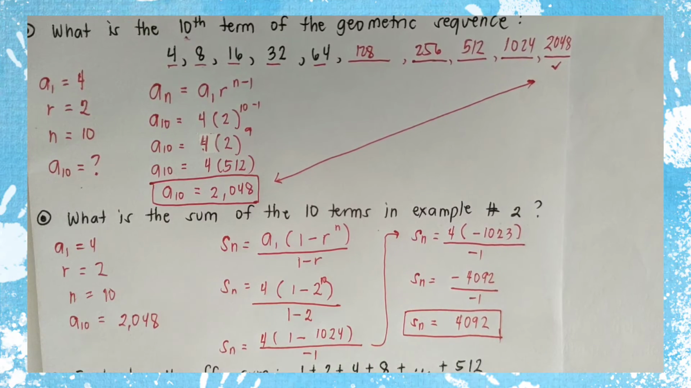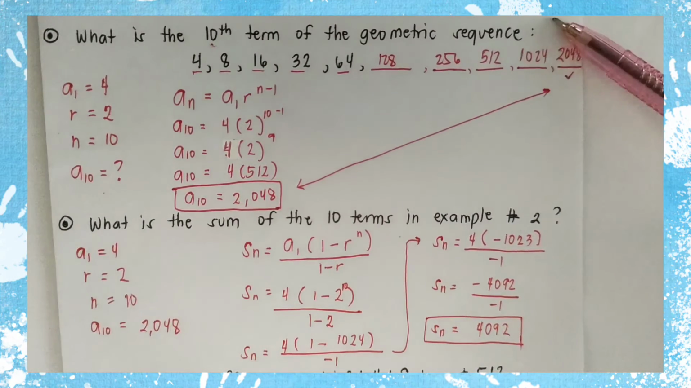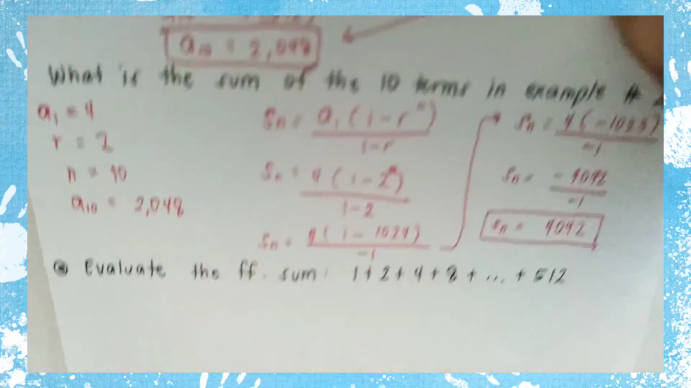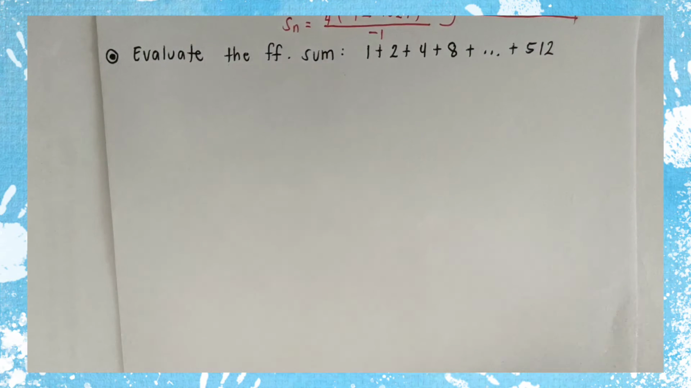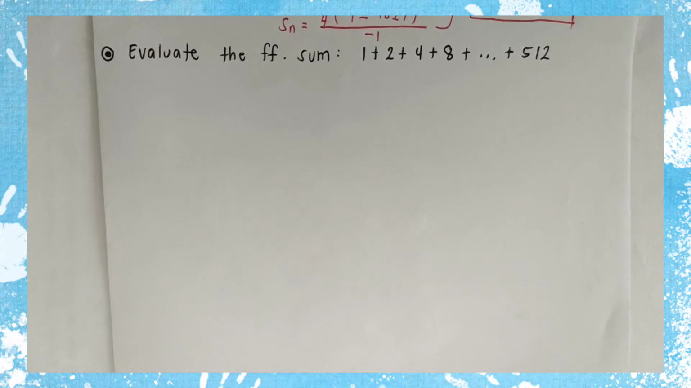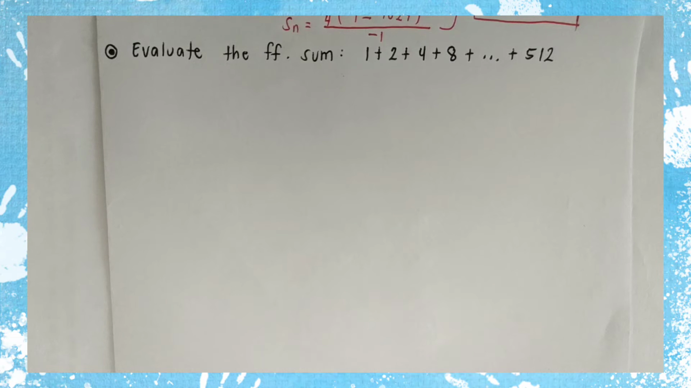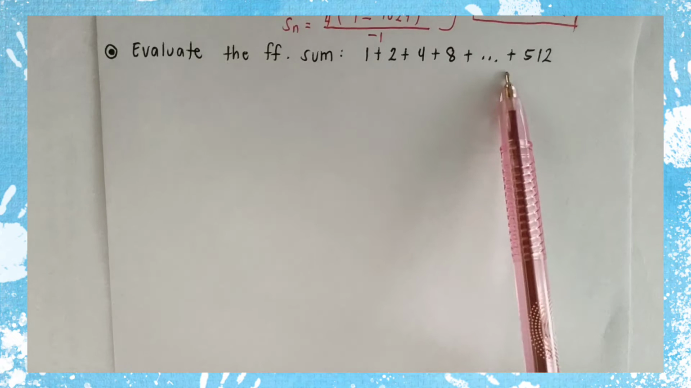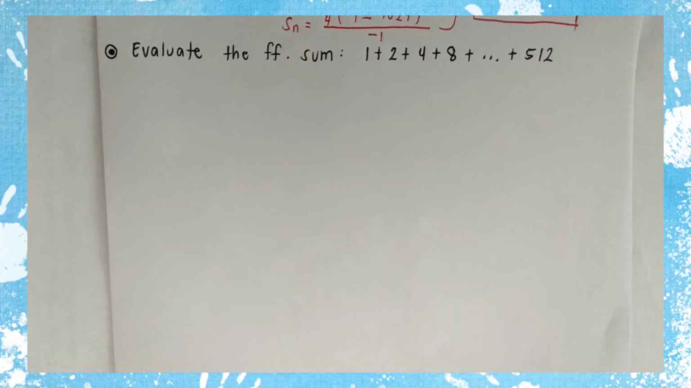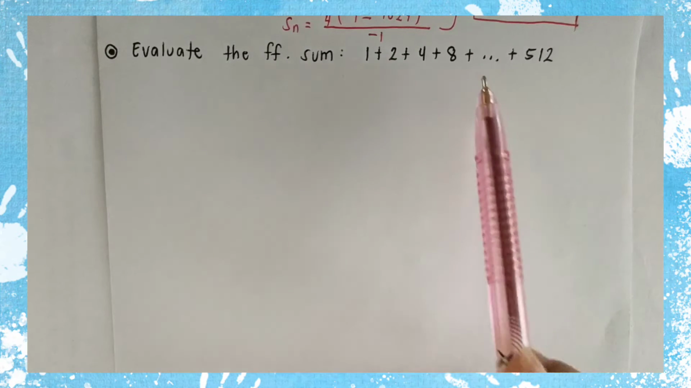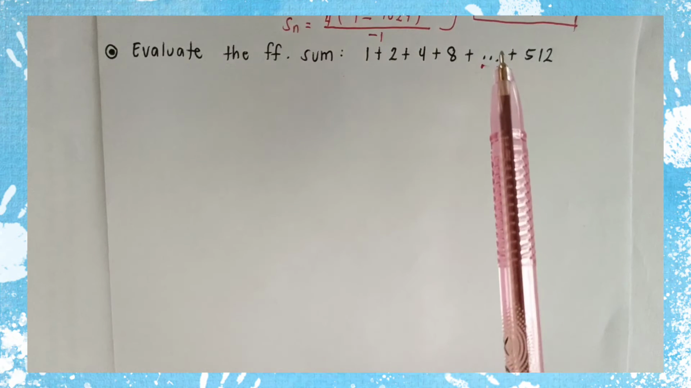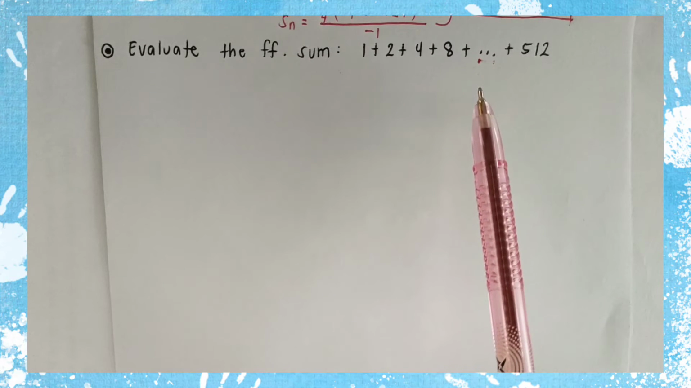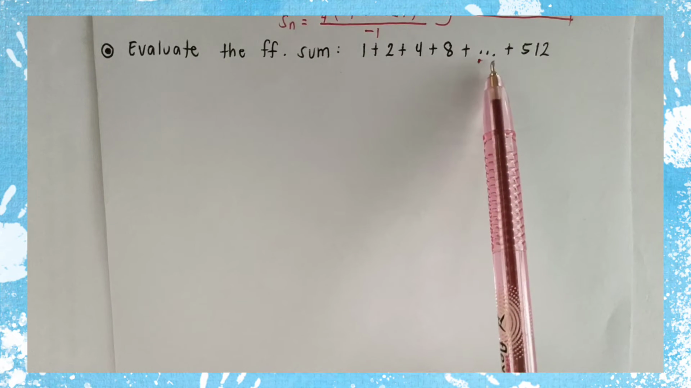Given example number 2. Okay, so let's proceed with our last but not the least example. We need to evaluate the following sum: 1 plus 2 plus 4 plus 8 plus up to 512. So what are the terms represented by the 3 dots? Remember that the 3 dots is also known as ellipses. What are the terms represented by this one?